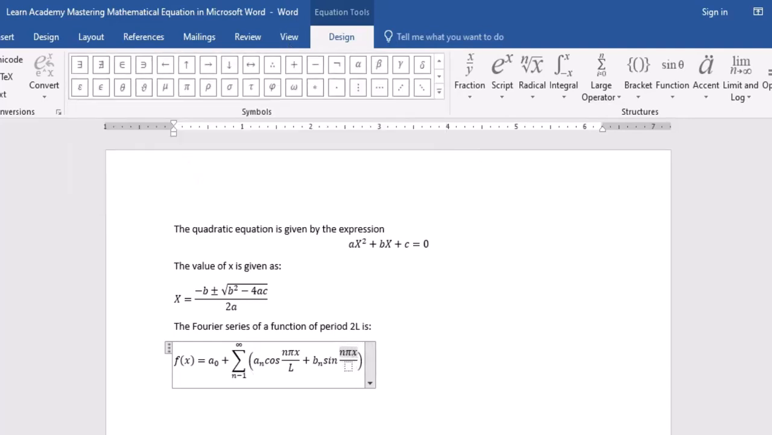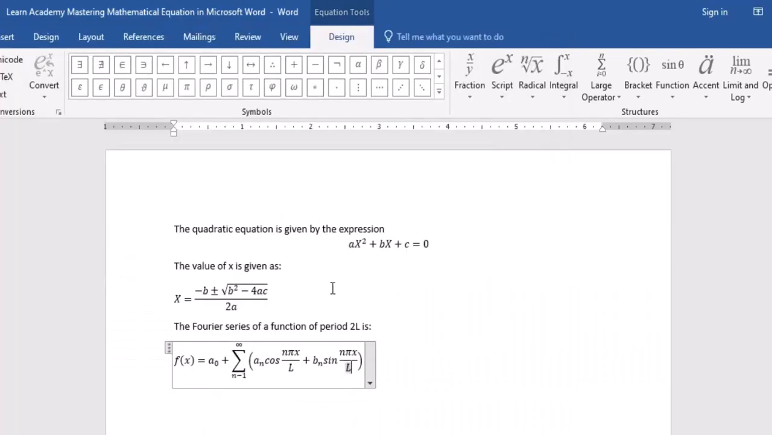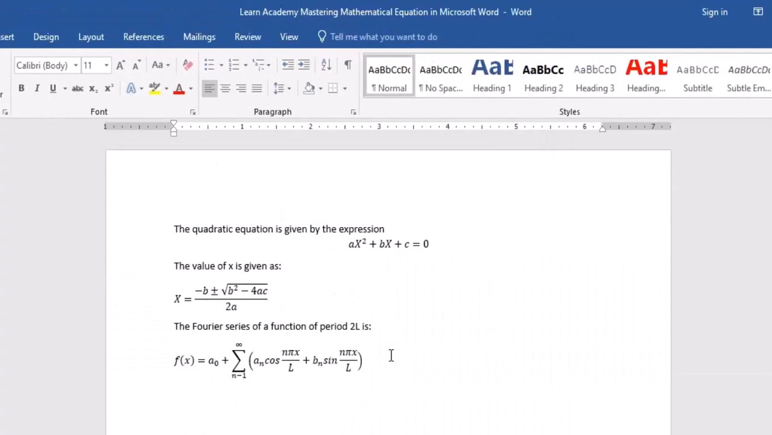Then I have my x. Then finally I just put my L there. You see? Oh, wow. I just finished typing this complex equation.